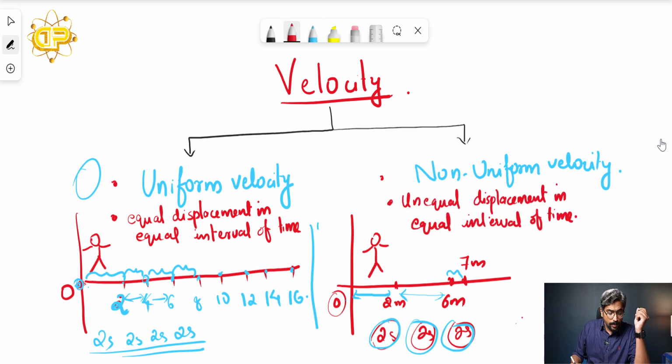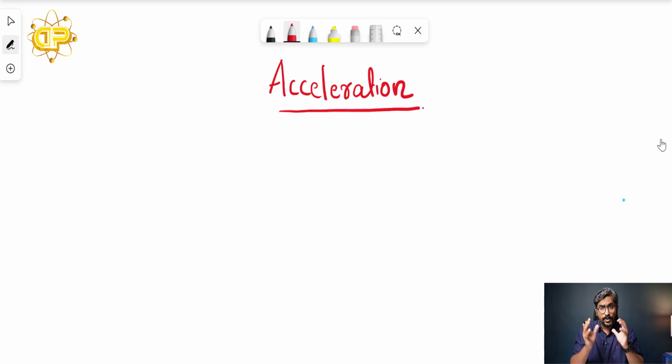So that's all about velocity and the different types of velocities. Now we want to study the next very important term in the motion chapter, that is acceleration. So the next term is acceleration, and the definition goes like this. Acceleration is the change in velocity with respect to time.